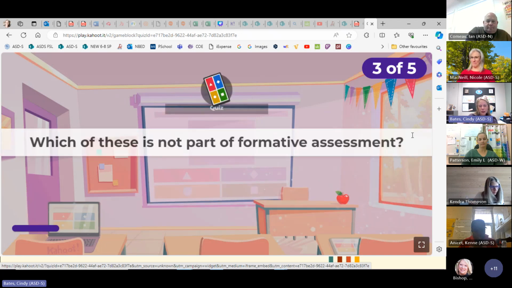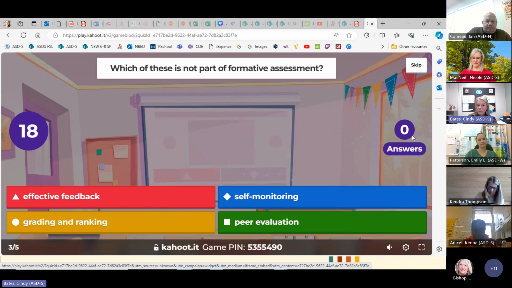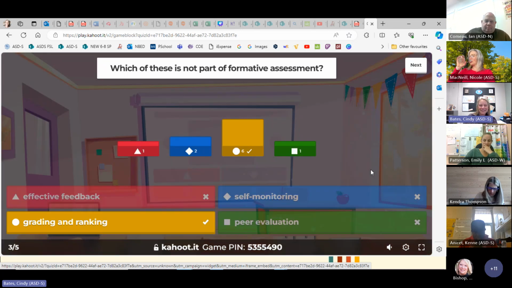Question number 3. There are only 5 questions. Which of these is not part of formative assessment? Effective feedback, ranking and grading, self-monitoring, or peer evaluation? Not a part of formative assessment. You're a little slower on that one. Okay, so grading and ranking is not a part of formative assessment. Again, that is part of summative assessment.